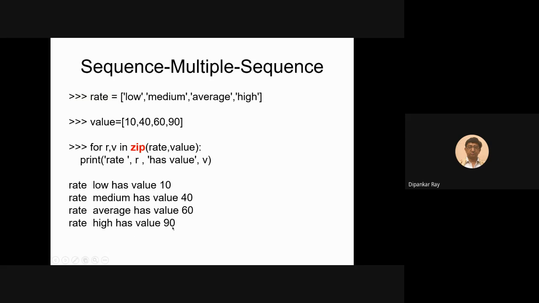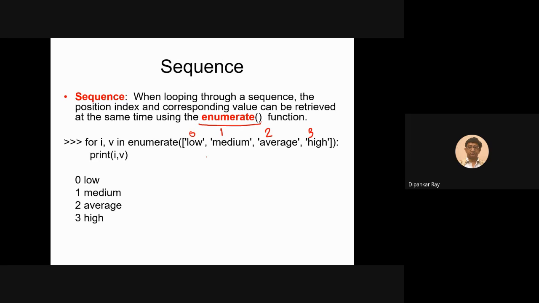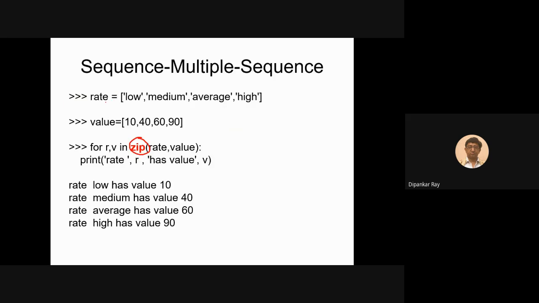Now like enumerate, there is a function zip. In enumerate, the values are there in the list. It creates a tuple of the list: 0, low, 1, medium, 2, average, 3, high. Here I have written one list that is rate: low, medium, average, high. This is there. Then the corresponding value of low. What is the value of low? This is 10. What is the value of medium? This is 40. What is the value of average? This is 60. What is the value of high? This is 90.